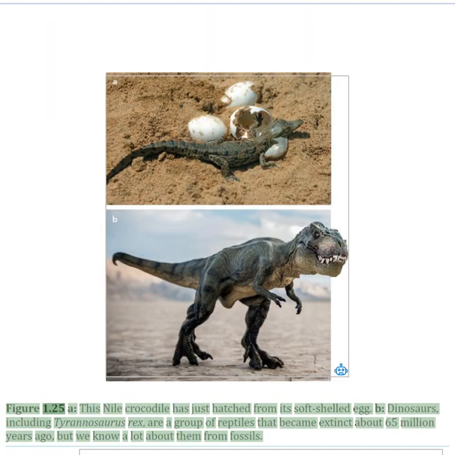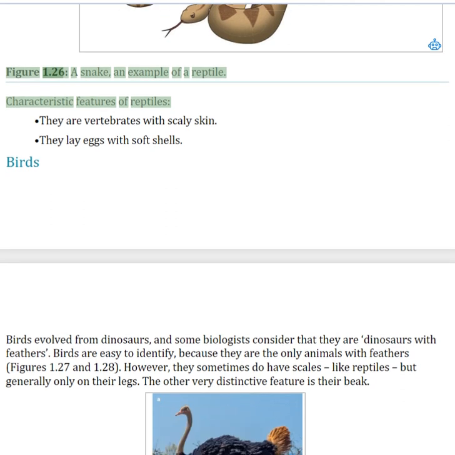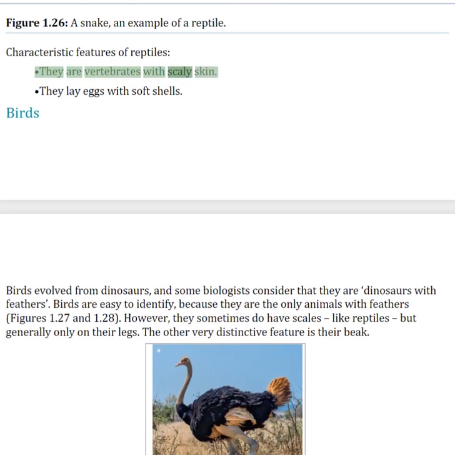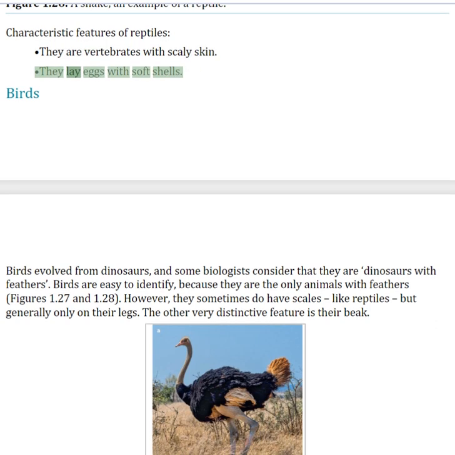Figure 1.25a. This Nile crocodile has just hatched from its soft-shelled egg. B. Dinosaurs, including Tyrannosaurus rex, are a group of reptiles that became extinct about 65 million years ago, but we know a lot about them from fossils. Figure 1.26. A snake, an example of a reptile. Characteristic features of reptiles. They are vertebrates with scaly skin. They lay eggs with soft shells.